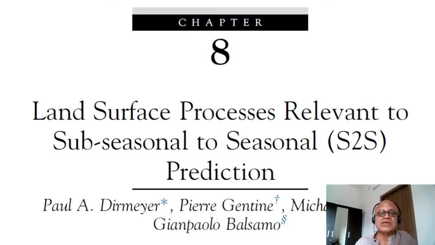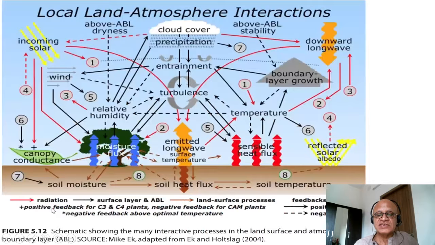And the next section here is land surface processes relevant to S2S, sub-seasonal to seasonal predictions. You may know some of these names. Paul Meyer, for example, is quite famous. You always find such complicated figures for ocean, land, atmosphere, Earth system, and so on. They are very useful, but mostly as a schematic.